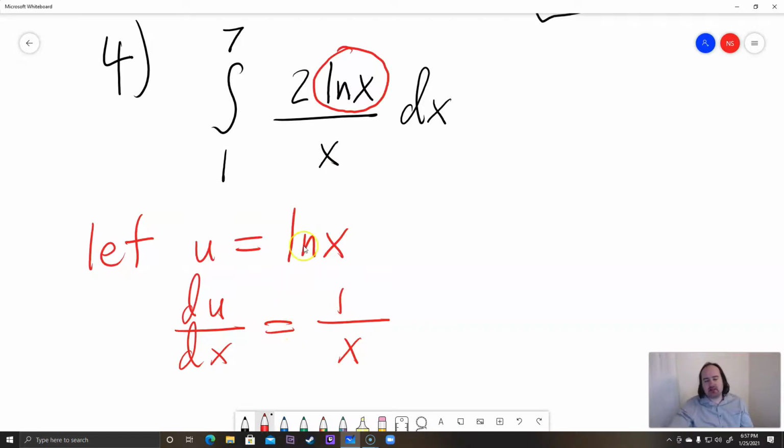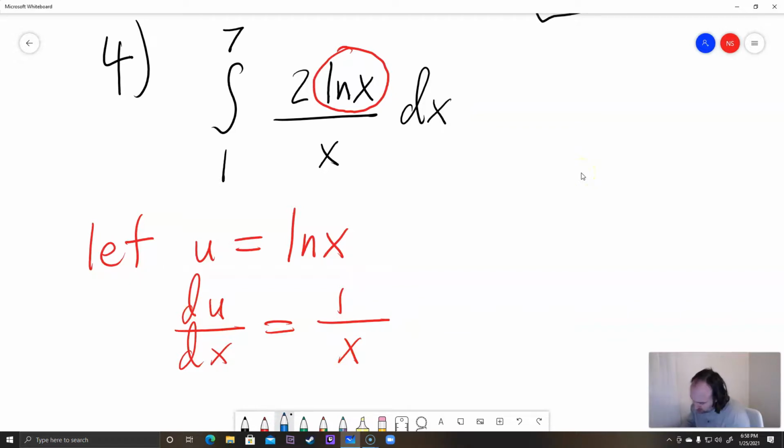And I actually have it set up. I chose ln of x to be u because I remembered that the derivative of ln of x is 1 over x, and I knew that that would cancel out here. Okay, and then for our du dx, we can isolate dx. So to isolate dx, we multiply both sides by x.